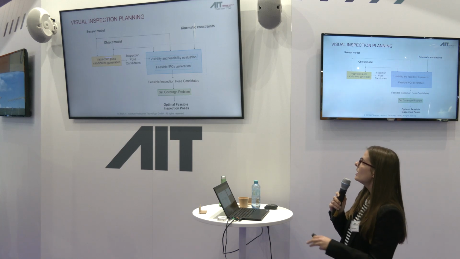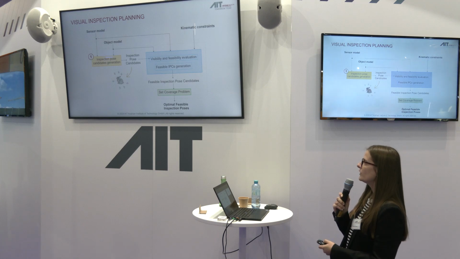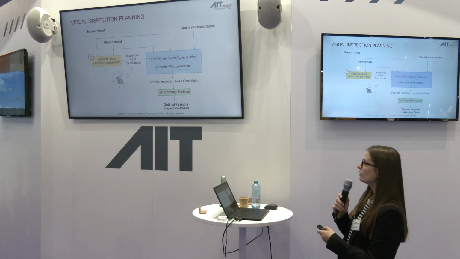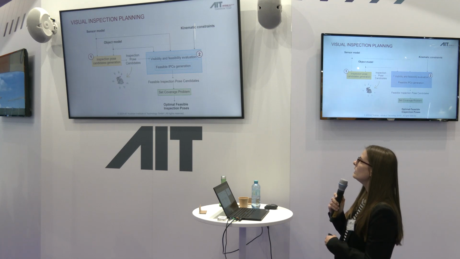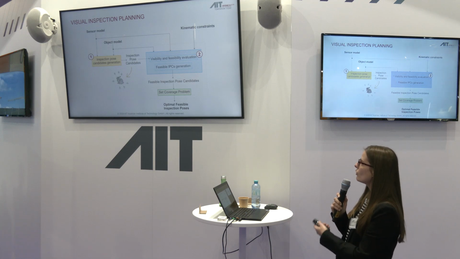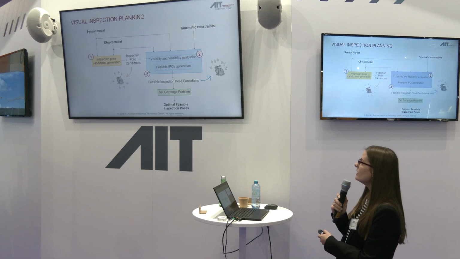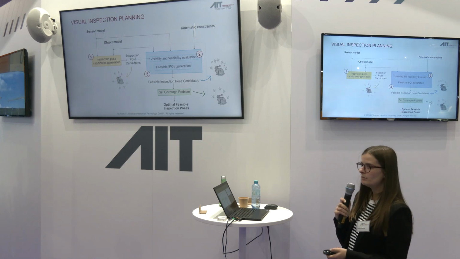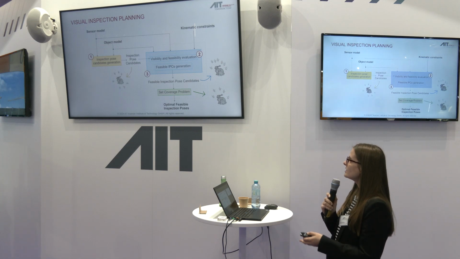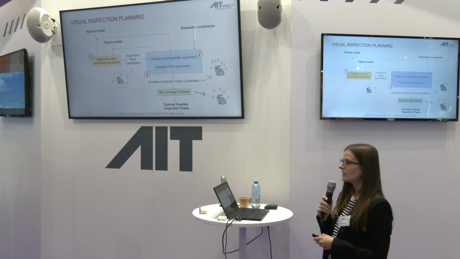Here you can see the flowchart of the pipeline I developed. First of all, we generate these seed inspection poses based on the model of the object and of the sensor. Then we perform the feasibility and visibility evaluation, and we correct those viewpoints that are unfeasible. And finally, we solve the set coverage problem, that is an integer linear programming problem that provides us the smallest number of inspection poses to obtain all the data that we need.